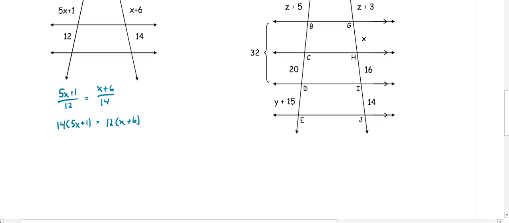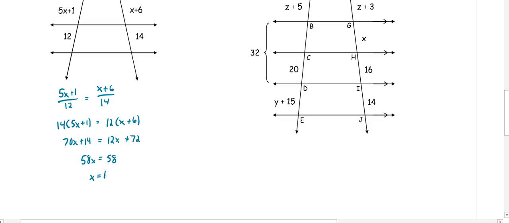So when we cross multiply, we would have 14 parenthesis 5x plus 1 equals 12 parenthesis x plus 6. So we have to distribute our numbers, so 14 times 5 is 70x plus 14 is equal to 12x plus 72. So we're going to get x's to one side, so 70x minus 12x would get me 58x. And we're going to subtract 14 from both sides, so 72 minus 14 is also 58, so x would equal 1.